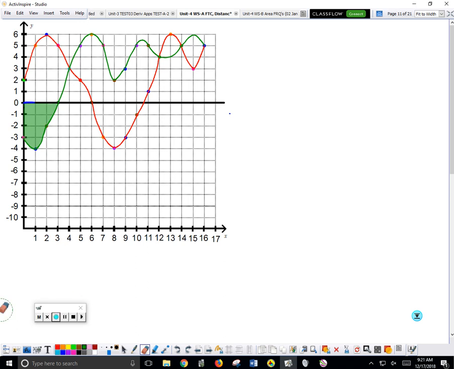Wait, can you get rid of the blue dot? Agreed. Here we go. Okay.